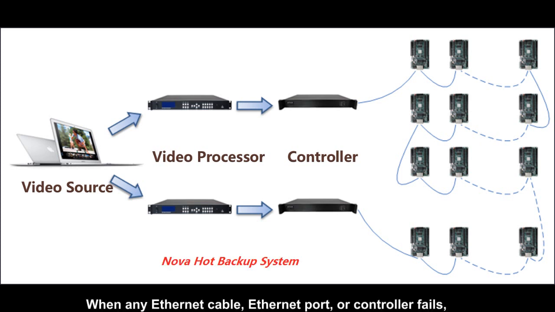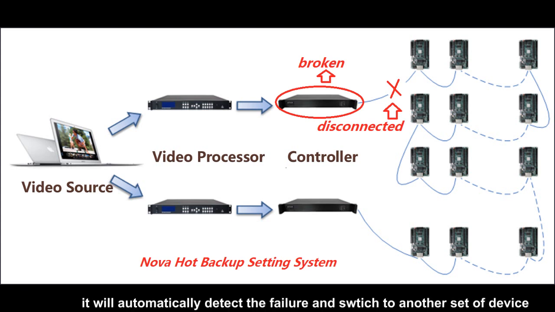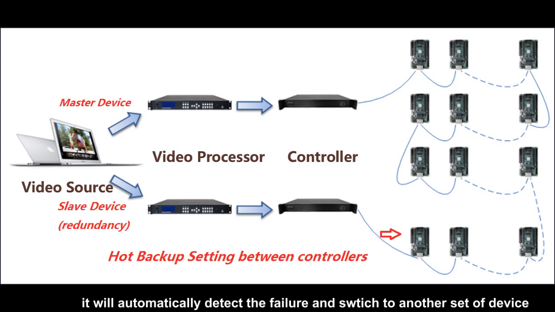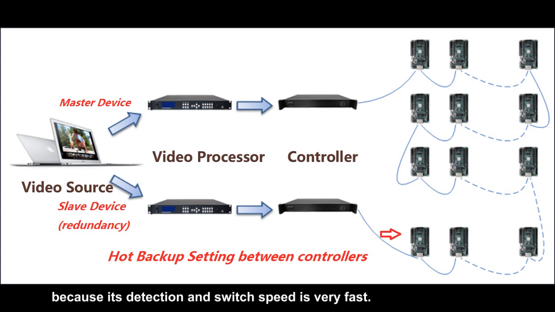When any Ethernet cable, Ethernet port, or controller fails, it will automatically detect the failure and switch to the other set of devices. And what is important is that the audience will not see the switch process, because the detection and switch speed is very fast.